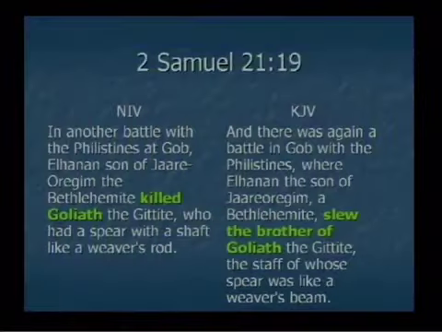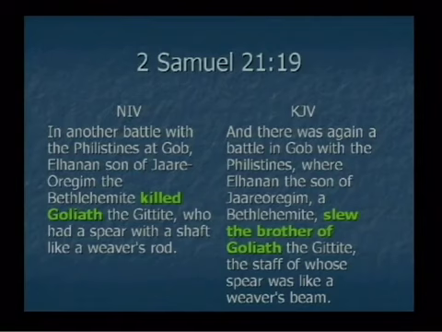Well, let's have a look how they changed it, these initiated ones, to keep the truth away from the rest of the world. Which verses did they change? We know they changed them. Let's just have a few easy ones, and then we'll get deeper and deeper into the doctrine.